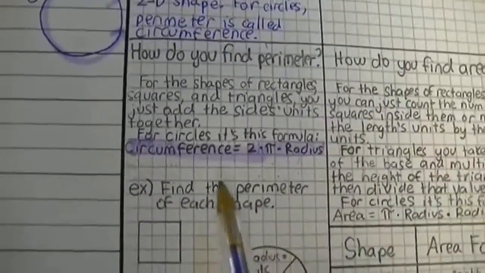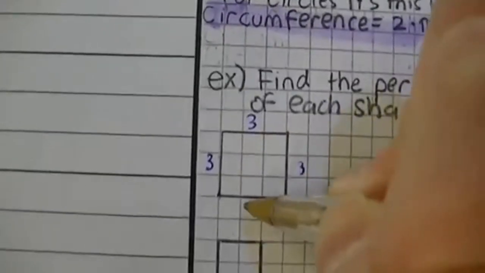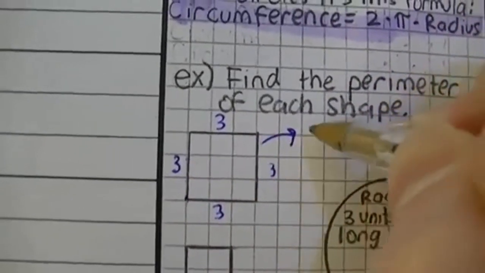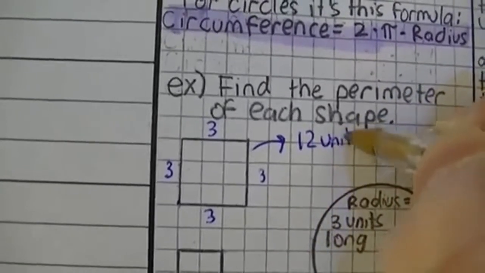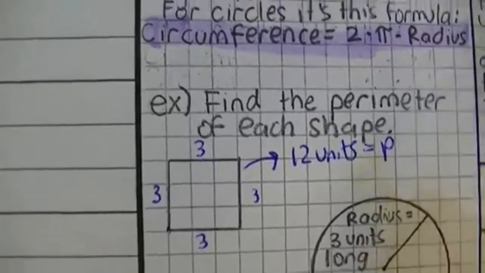Okay, so let's practice here. Find the perimeter of each shape. Here we have a square. I'm just going to count the units here. 1, 2, 3. That's the distance right there. Here is 3, here is 3, here is 3. So for perimeter, I'm going to add all the sides together, and the perimeter of this is just 12 units. Okay, and I should put equals P for perimeter.